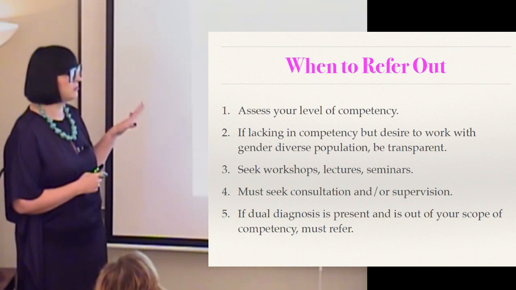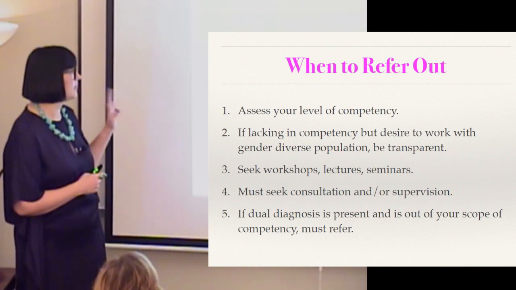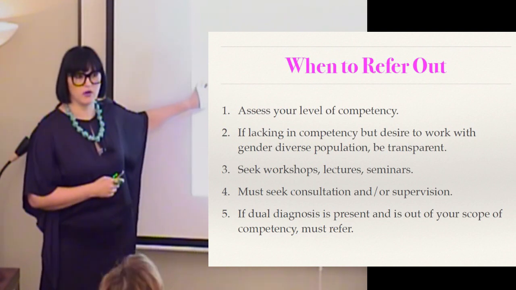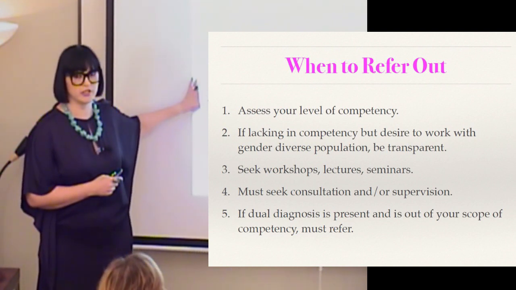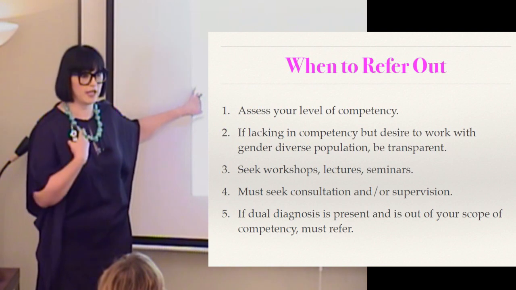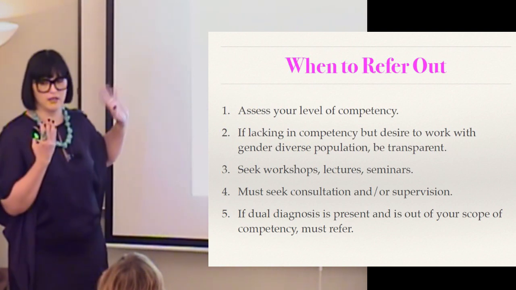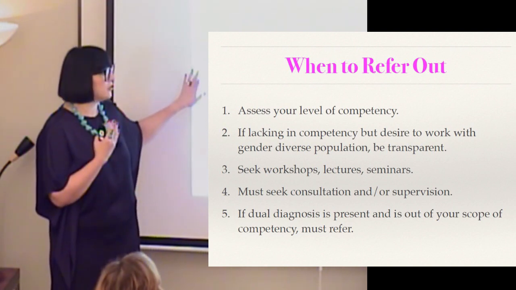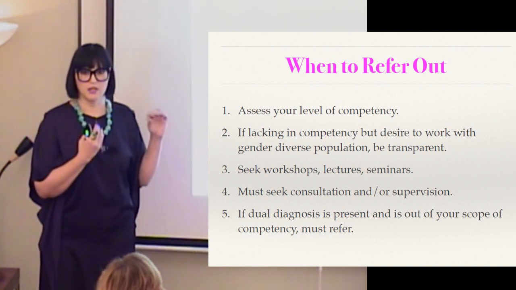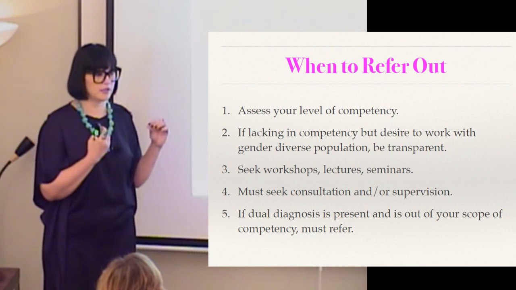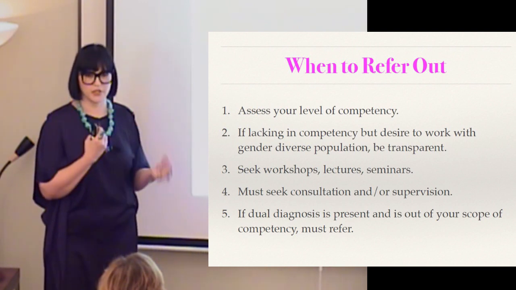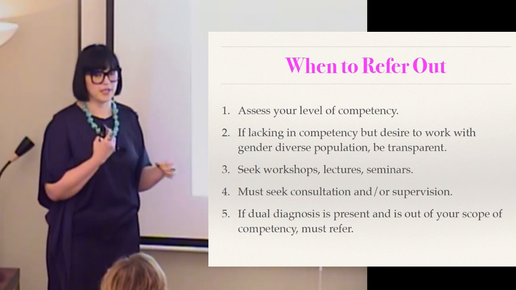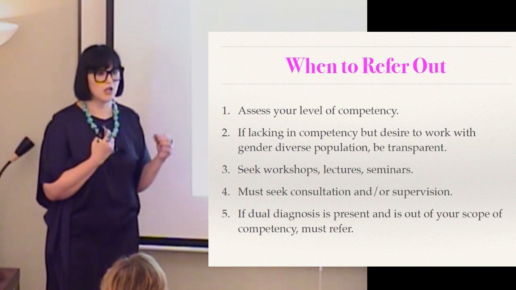So when do we refer out? I can't stress it enough: assess your level of competency, okay? Now, there's nothing wrong if you're really passionate and you want to work with gender diverse people. We all have to start somewhere. I certainly did when I started 10 years ago. My level of competency was non-existent. But make sure that you're at the very least transparent. If somebody comes in and you want to work with them, let them know that you're studying, you're passionate about working with gender diverse people, but you're still in a learning phase. Let that person make a choice, because you don't know who's coming in for what kind of issues.